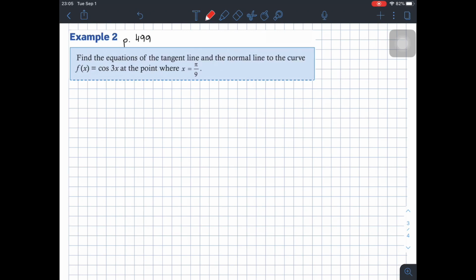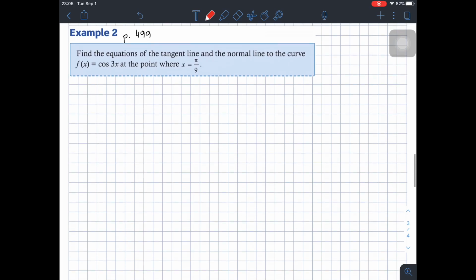And the last thing we need is the given point. We already have the x coordinate of the given point. So in order to find the y coordinate, we just replace this into the original function, right? And we get y. So with all of that information, the slope and the given point for both the tangent line and the normal line, we can determine the equations for both, okay?